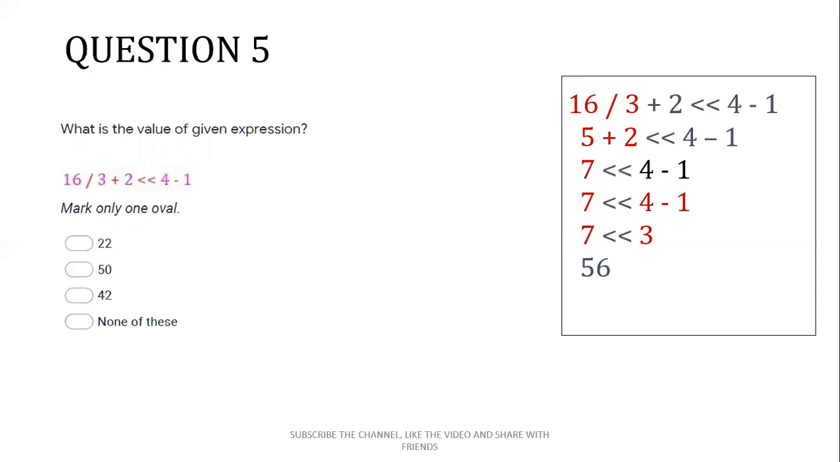So how will it give you 56? Either you can write 7 in binary and then shift by 3 bits, or always remember this: left shift operation is equivalent to multiplication by 2 raised to power 3. Because we have 3 as the right operand of left shift, 7 will be multiplied by 2 raised to power 3. If in place of 3 we had 2, then it would be 7 into 2 raised to power 2. It will always be multiplied by 2 raised to power whatever is given as the second operand. So it will be 56. Now you can see in your answer there is no option as 56, so you have to mark none of these.